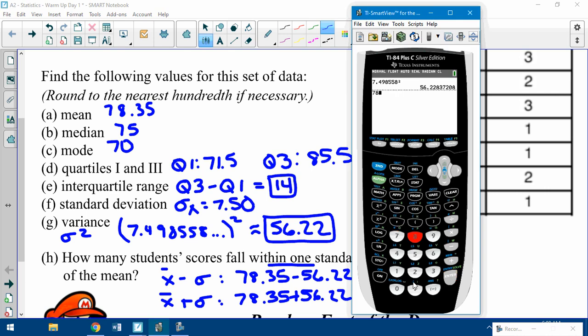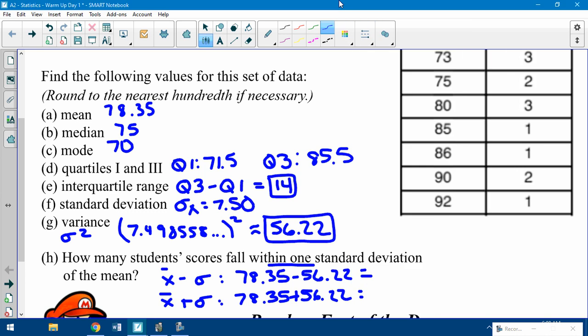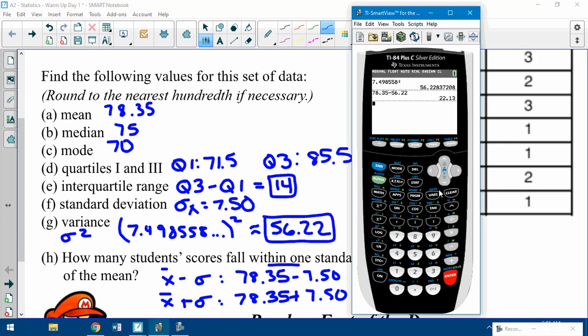So 78.35 minus 56.22 is 22.13. What am I doing? Sorry, just kidding. Hope you all saw this. I was using the variance there. It needs to be standard deviation. I knew that was too big. It should be minus 7.50 and plus 7.50. Sorry, get over it.